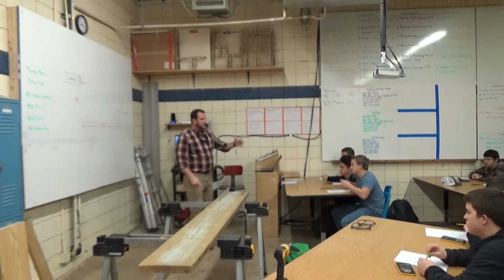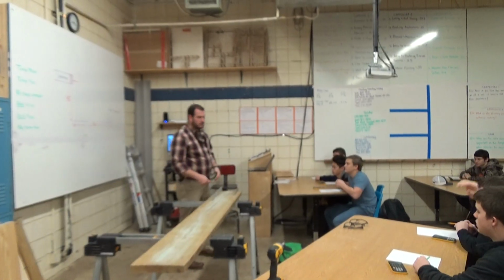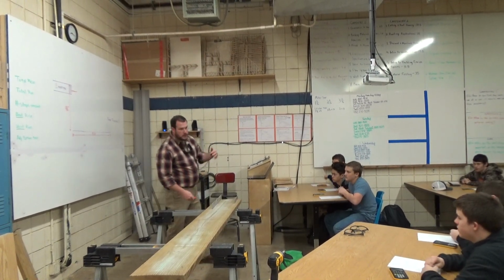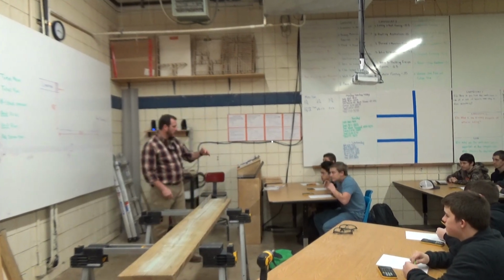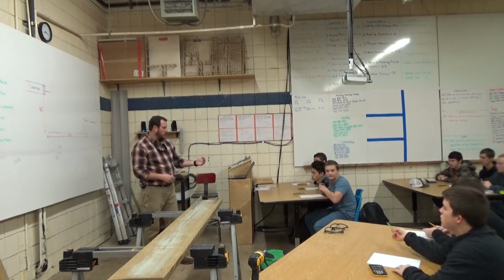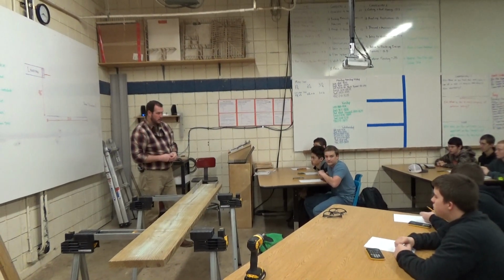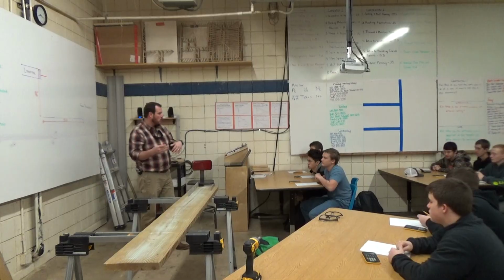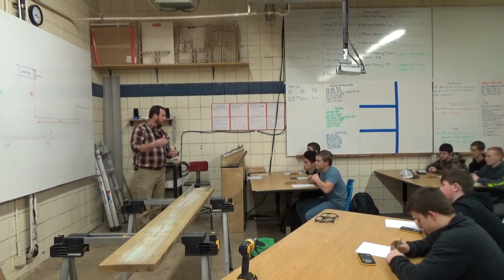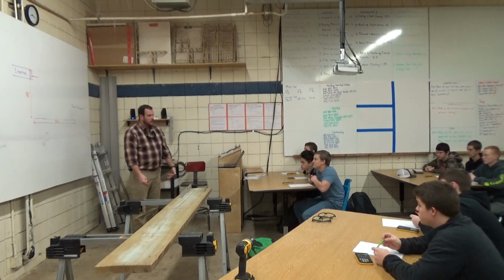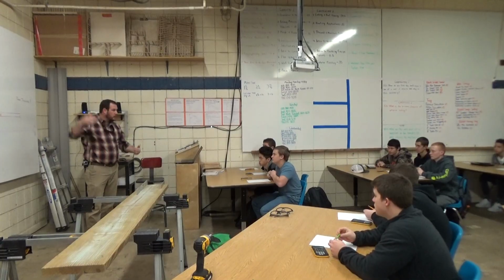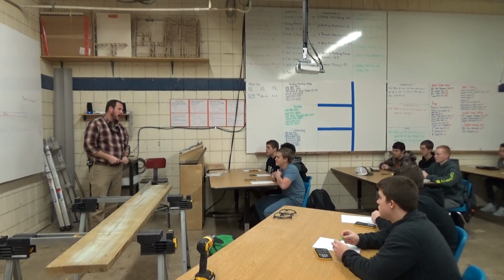All right, what is the purpose of a set of steps? To get from one level to another. When you say one level of where? From the ground to the first floor, to the second floor. So the ground to where? The second floor, or the first floor to the second floor, right? So the purpose of a set of steps is for us to get from a place of lower position to a place of elevated position. Everybody good with that? The first thing we've got to know is our total rise.